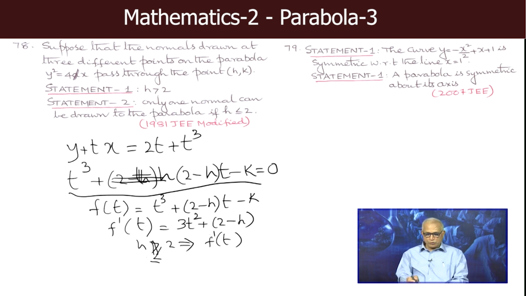If h less than or equal to 2, as in the second statement we are looking at, then 2 minus h is greater than or equal to 0, 3t square greater than or equal to 0, so f dash t greater than or equal to 0. That means f is strictly increasing if h less than or equal to 2.